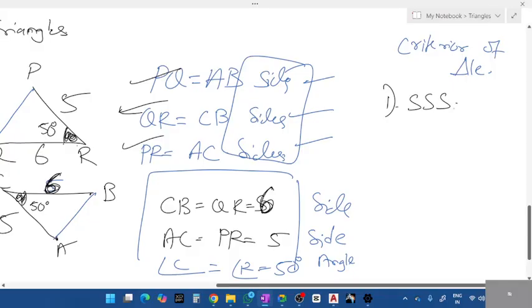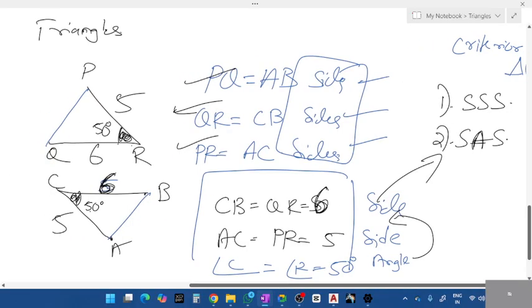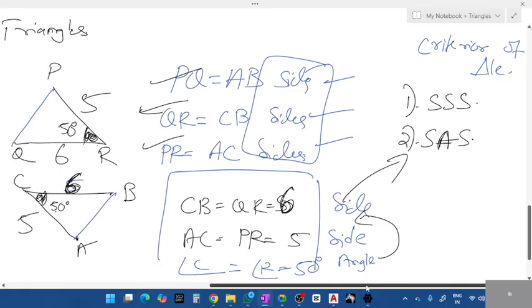Side, side, side. Which means all three sides of two triangles should be equal. Next, side, angle, side. This example. I have to write this angle in between. What does SAS mean? What is the full form of SAS? So any two sides should be equal and what? One angle should be equal. And where should that angle be present? In between two sides. Okay, in between two sides it should be present.